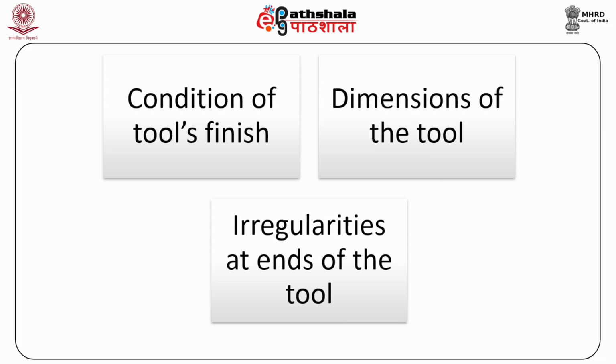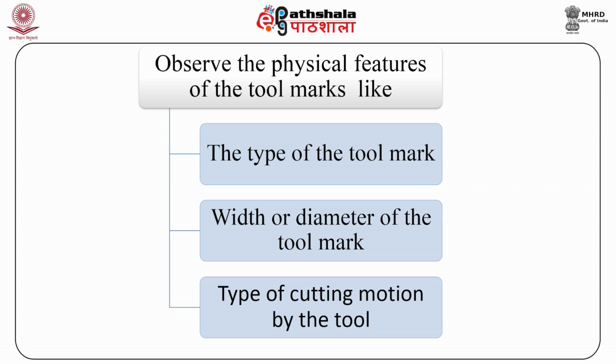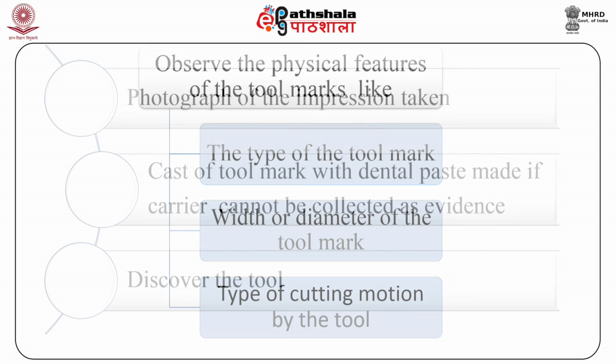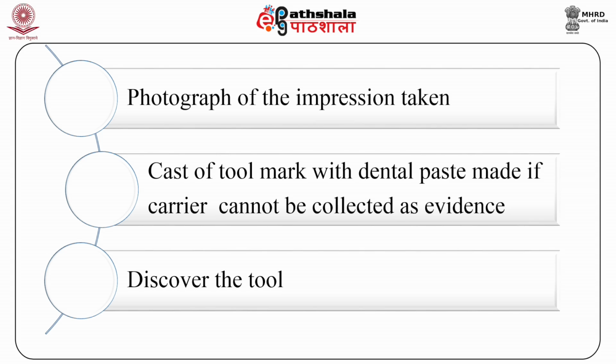The next step is to observe the physical features of the tool marks, that is the type of the tool mark, width or diameter of the tool mark, type of cutting motion by the tool, direction of motion of the tool that created that tool mark, and position of the tool mark on the tool. A photograph of the impression made by the tool is taken, which provides a permanent record of some of the characteristics of the tool mark.